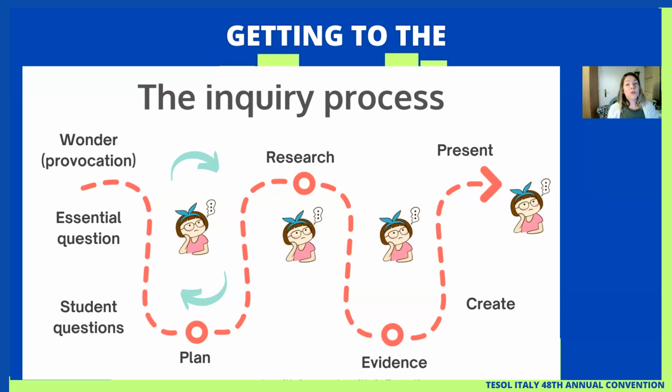So the first stage is the wonder stage, and we start with something that we call a provocation. I know it sounds like something bad. It's not. It's something good. It's something that will spark curiosity and engage students in the topic. It could be an image or a book or an object, anything that introduces the topic and gets students excited about the topic or sparks their interest in it.